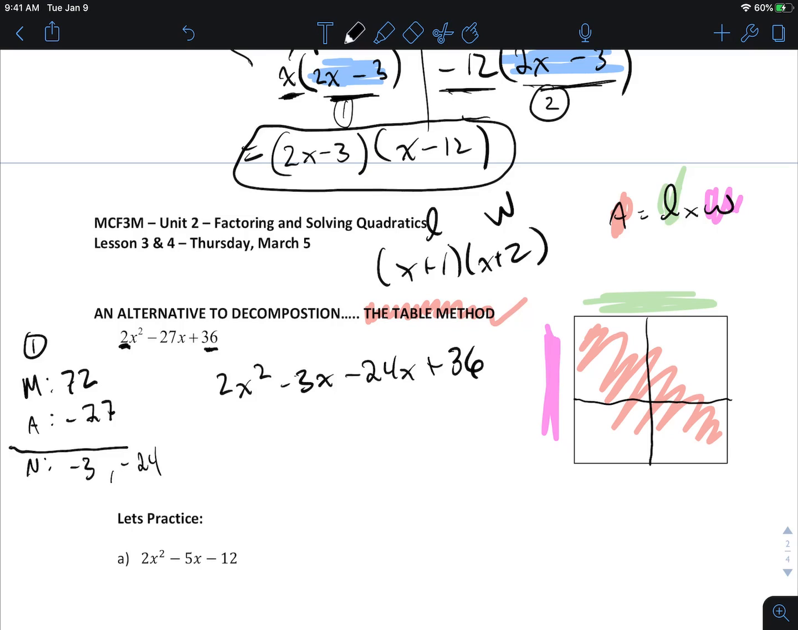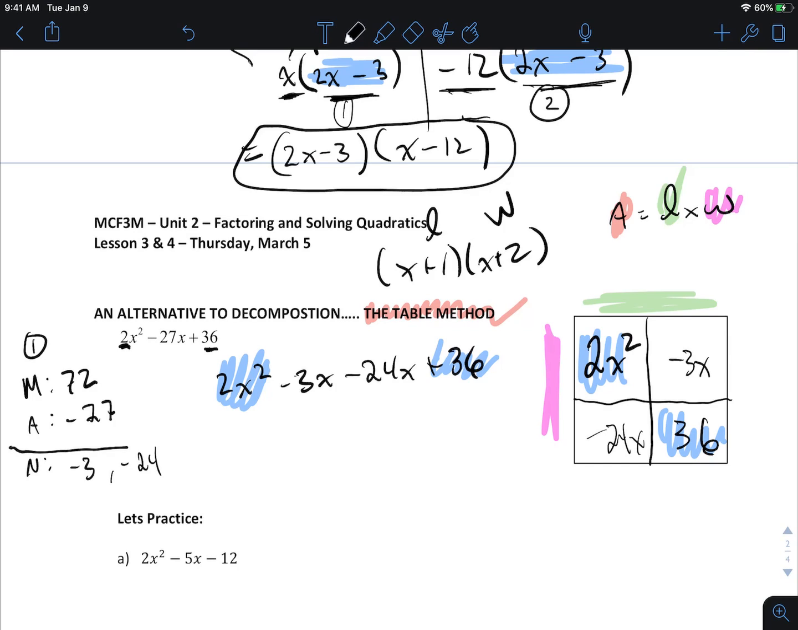So what I'm going to do is fill out the inside of the table. Here's how this works. You're always going to put this one and this one here and here in the table, top left, bottom right, ideally in that order. So the 2x squared is going to go here, and the 36 is going to go down here. The other two don't matter. You could put the negative 3x here, and the negative 24x here.